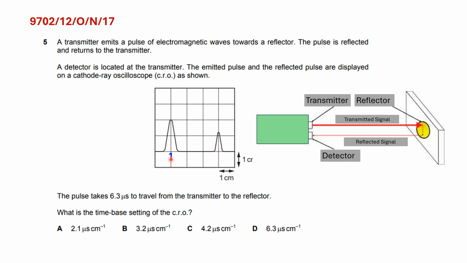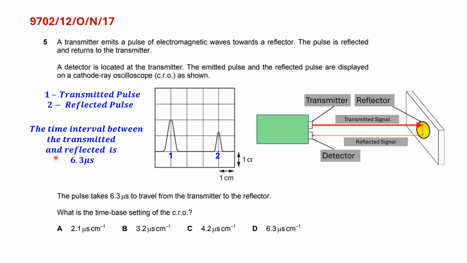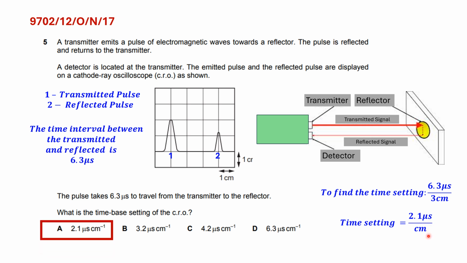Okay, so let's say this is pulse 1, which is the transmitted pulse, okay? Transmitted from the transmitter to the reflector. And this pulse 2, let's say this is the reflected pulse, the one that comes back to the detector. And the time interval between the transmitted and reflected is 6.3 microseconds. Okay, so to find the time setting, you are going to divide 6.3 microseconds by the distance between both peaks. So we have here 1, 2, 3 centimeters. So this division gives us 2.1 microseconds per centimeter, or option A.